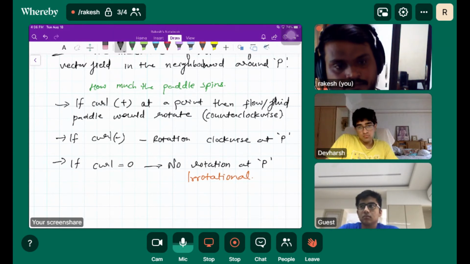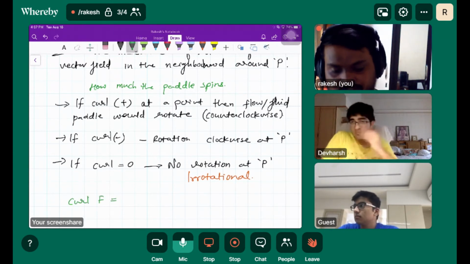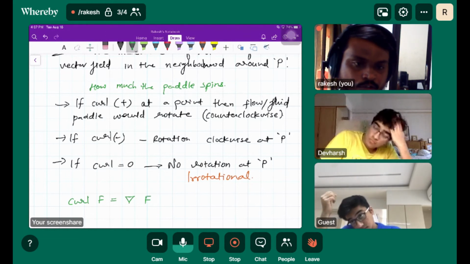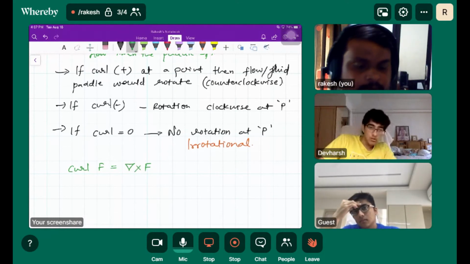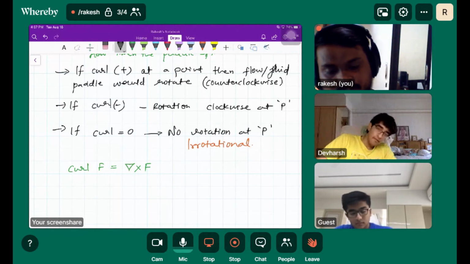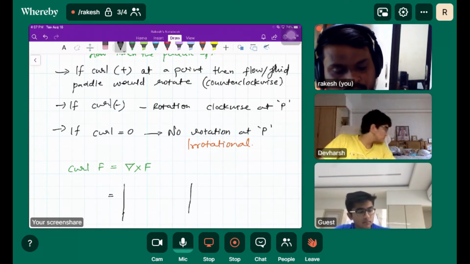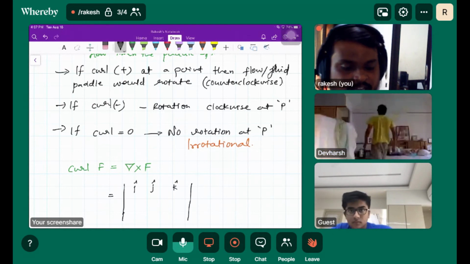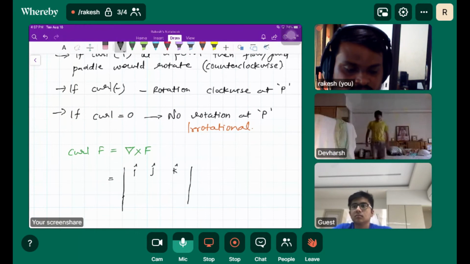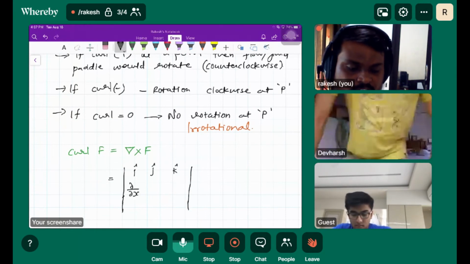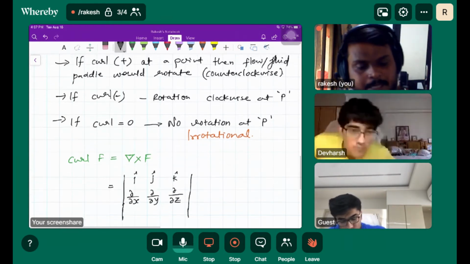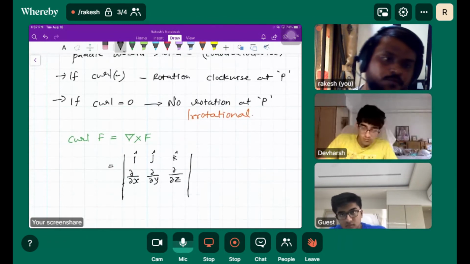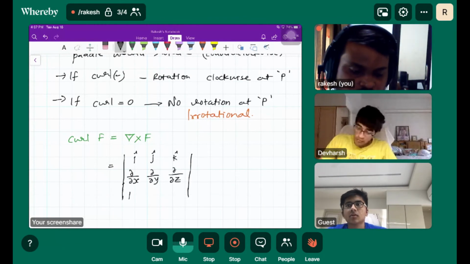So we can write the formula here. Curl of f is del cross f. It's a cross product. So I cap, j cap, k cap. I should write the operator first in the second row: del upon del x, del upon del y, del upon del z. And what should I write below it? We have vector field f equal to p i cap plus q j cap plus r k cap, so we should write p, q, r.